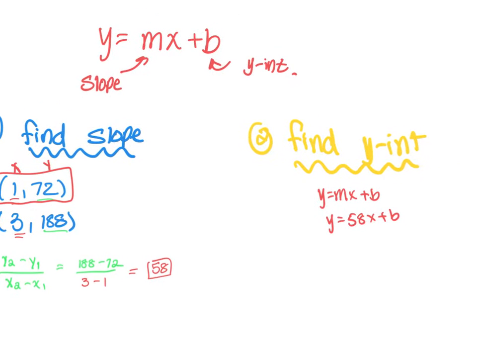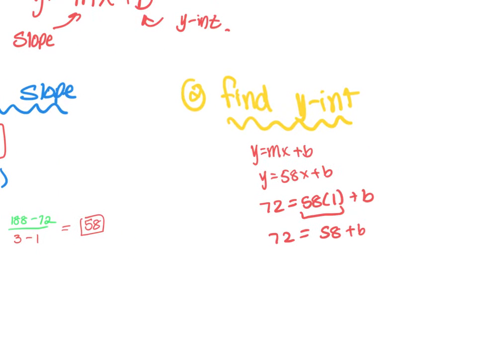So I'm going to do 72 equals 58 times 1 plus b. 58 times 1 is just going to give me a 58. And now that becomes a one-step equation. The way to get rid of my 58 is to subtract 58 on both sides of my equation. And I get b is equal to 72 minus 58, which is 14.